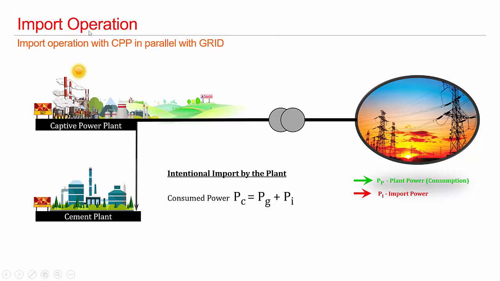While in the import operation, the plant actually decides to import power from the grid, so that's why it's called intentional import by the plant. This happens whenever the captive power plant has some kind of maintenance, or the capacity of this captive power plant is not sufficient to supply all the power of the cement plant. In these cases, as you can see, the red color shows the import power. This is also regulated by the maximum demand agreement that the industry has with the utility authorities.